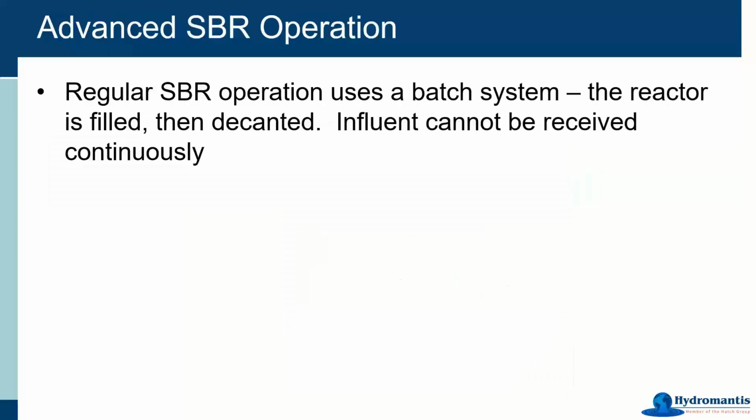Okay, so now we'll move on to talking about advanced SBR operation. So the regular system, of course, is a batch, which means that the reactor is filled up and then react and then decanted down to get a settling time and then decanted down to get your treated effluent. What this means, though, is that the influent can't really be nicely received in a continuous fashion. So frequently, you'll find that they're operated with two of them in parallel. So while one is reacting, the other one can be receiving the flow or something like that. But that is sort of the regular SBR operation.